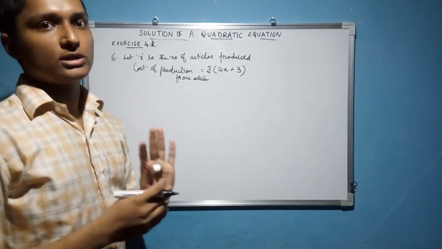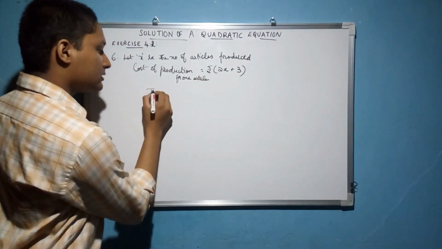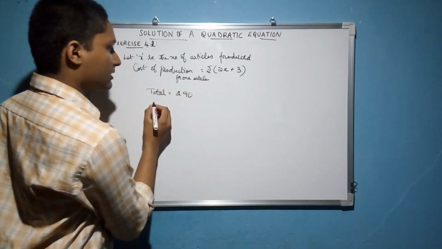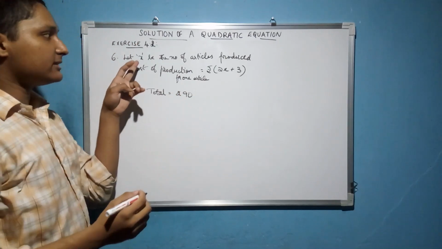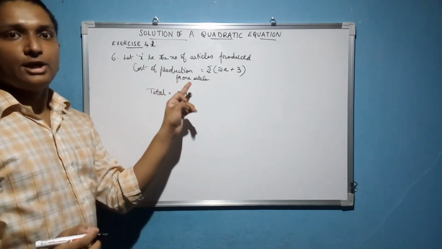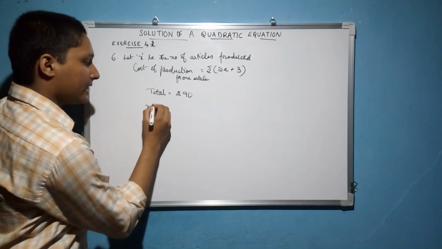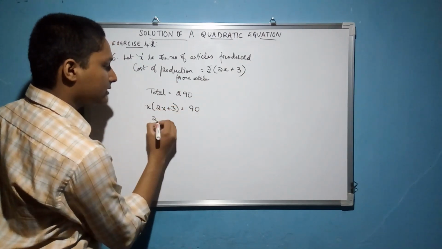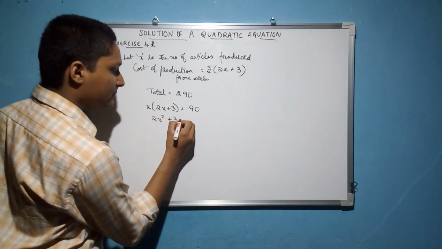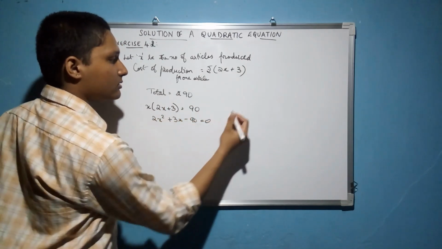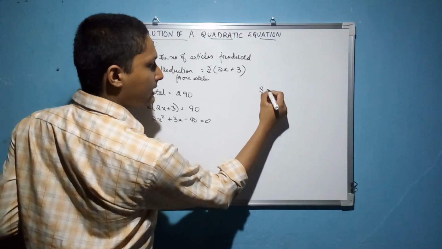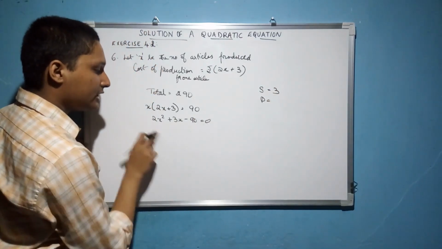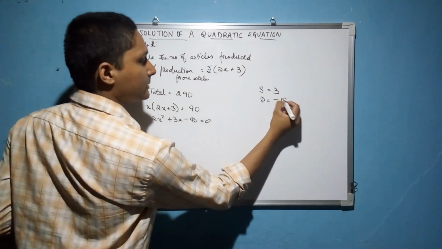So the total amount of production given is going to be rupees 90. For that I need to multiply the number of articles with the production cost of each article. Therefore it is going to be x into 2x plus 3 is equal to 90, or I can write 2x square plus 3x minus 90 is equal to 0. The remaining part is found using the sum and the product. The sum is 3 and the product is minus 90 into 2, that is minus 180.